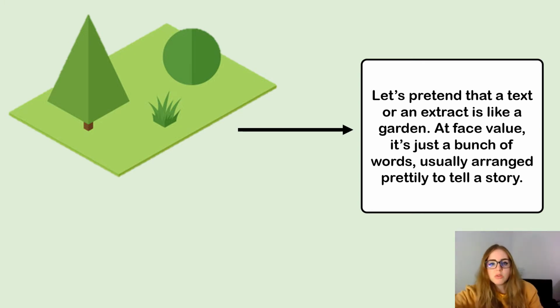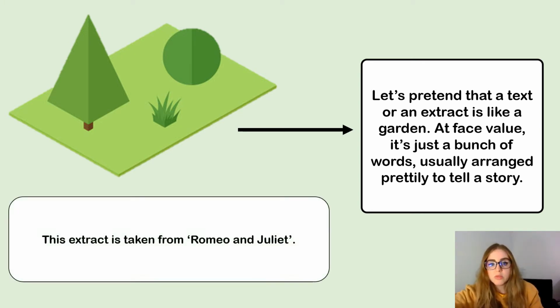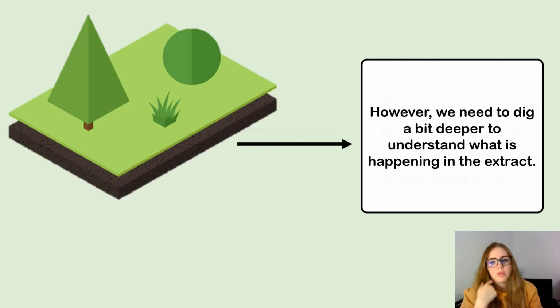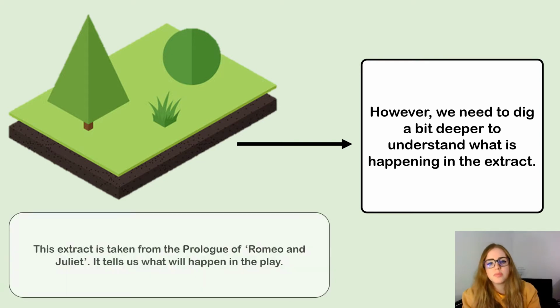So we're going to ask ourselves, where does this extract come from? This extract is taken from Romeo and Juliet. Now we're going to dig a little bit deeper. We're going to try and understand what is actually happening in the extract. So what is going on? This extract is taken from the prologue of Romeo and Juliet. It tells us what will happen in the play. So we're explaining the purpose of the extract.